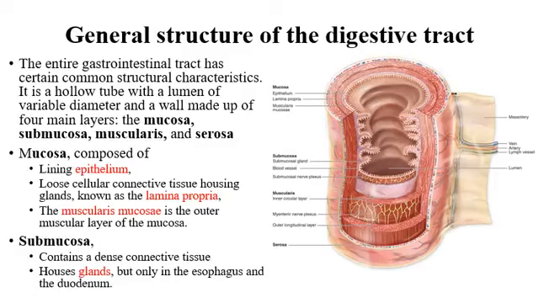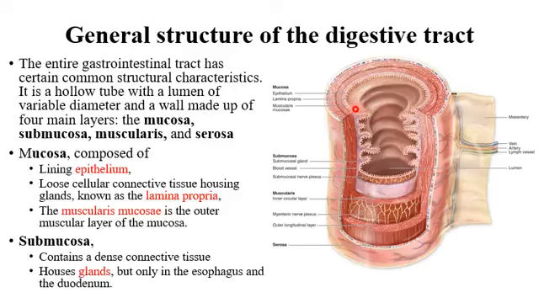The wall of the gastrointestinal tract is formed of 4 layers. The innermost layer is mucosa. Then we have the submucosa and muscularis externa. The outermost layer is adventitia or serosa.